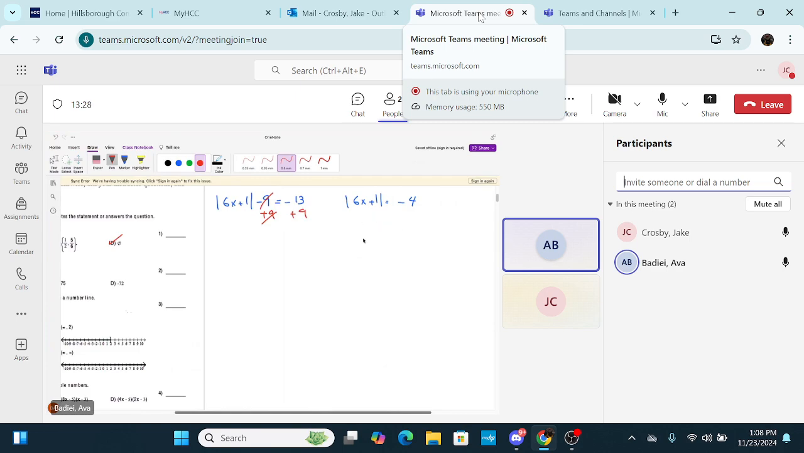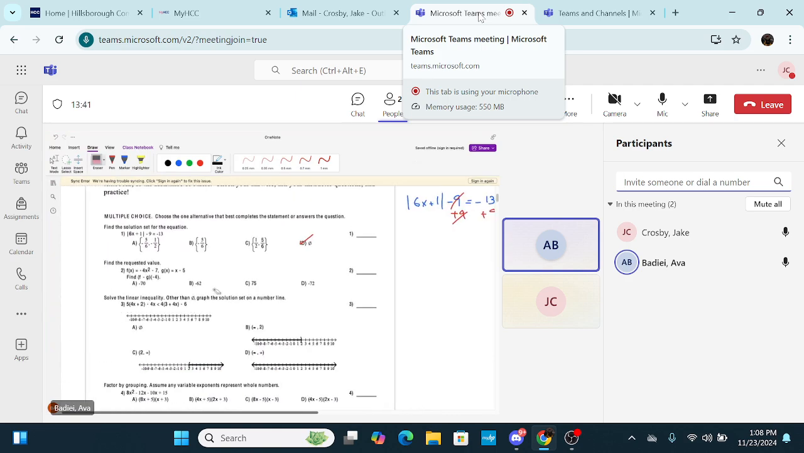Normally, if it was positive, we would say 6x plus 1 equals plus or minus the number that we have here. But the absolute value can never be equal to a negative number. So straight up, it doesn't have any solution. Okay. All right, so that's for number 1. Then did you say number 2? Yes. Okay.